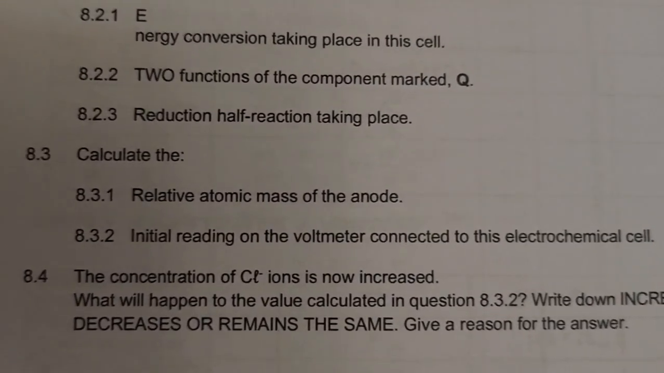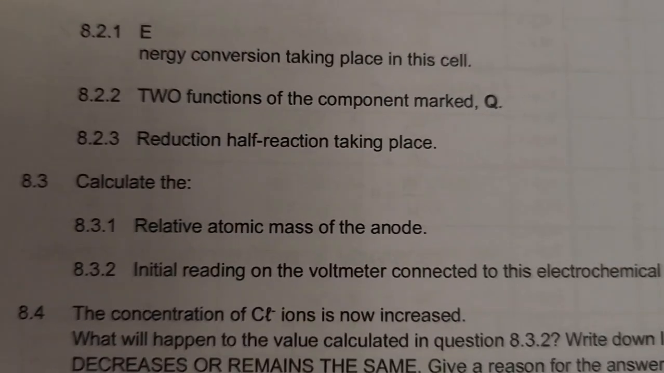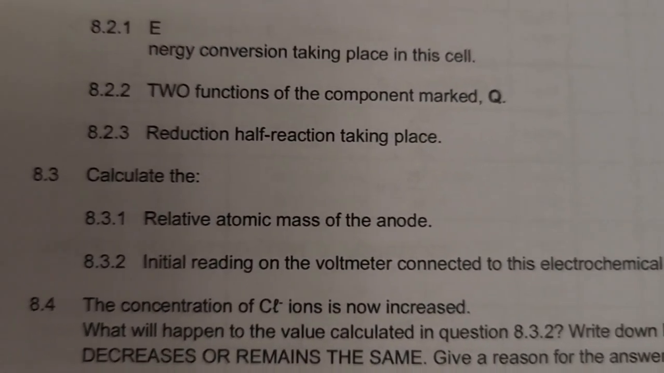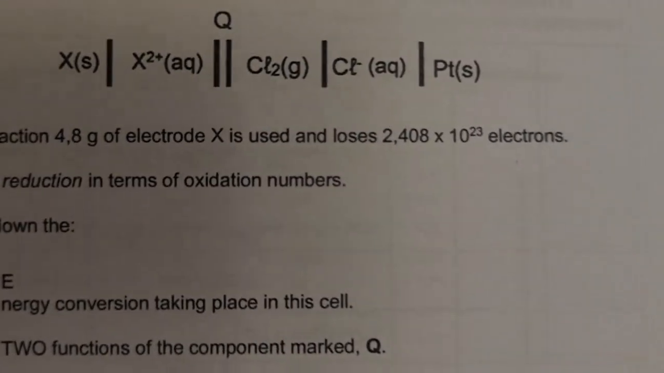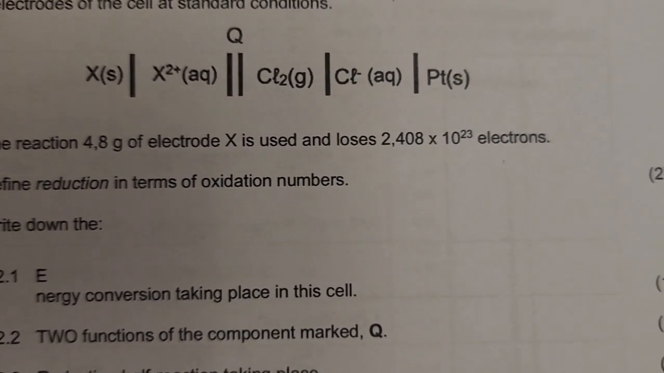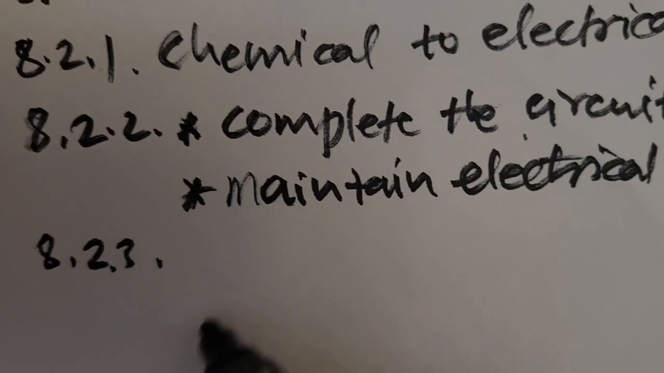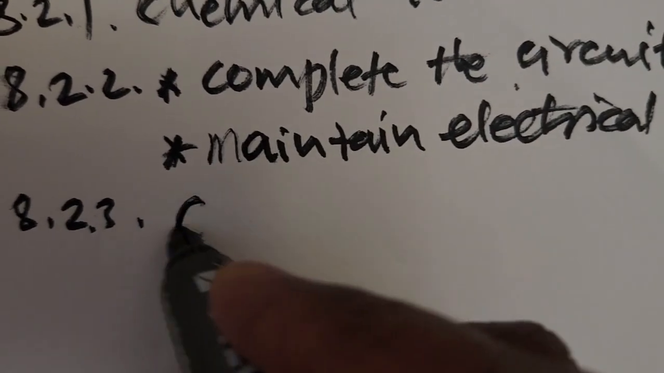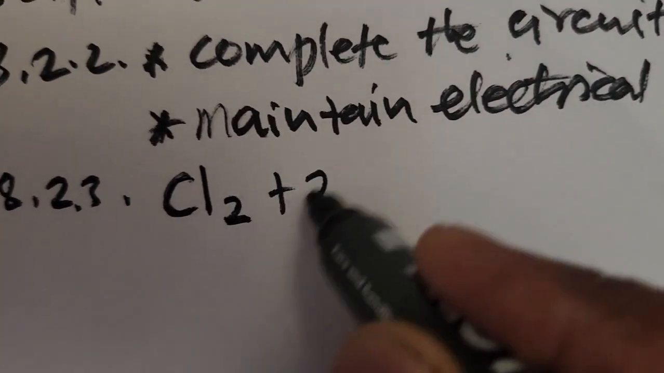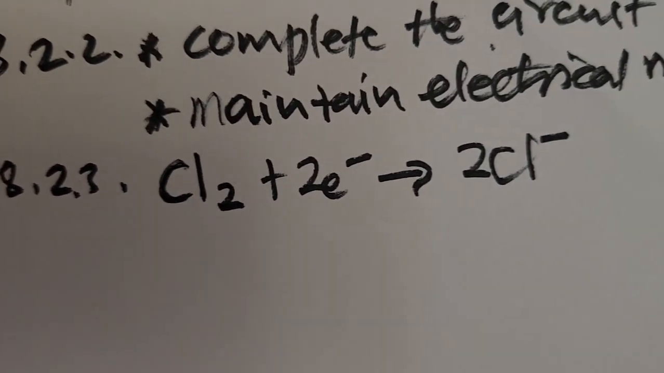Fine, let's go to 8.2.3. Now what do they say in this one? They say write down the reduction half reaction taking place. We know the side where chlorine gas changes to chlorine ions is the reduction half cell. So you go to the table and just copy the forward reaction, which means Cl2 plus 2 electrons forms 2Cl⁻. That is our reduction half reaction. You get 2 marks for doing that.